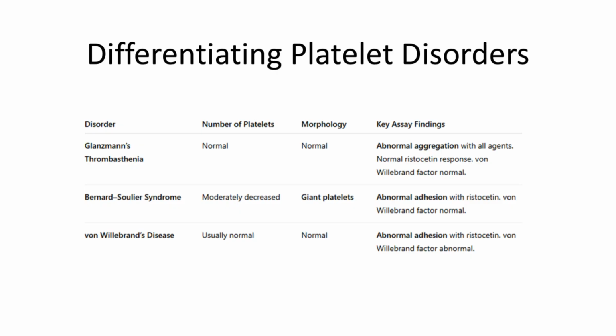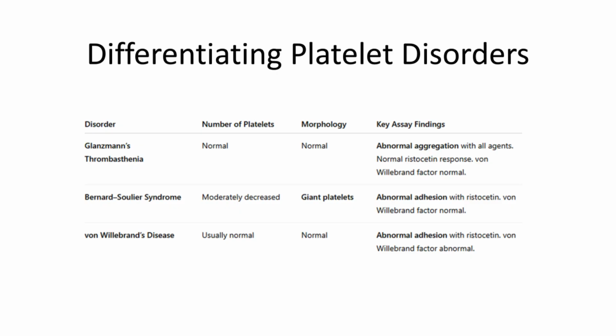Next, Bernard-Soulier syndrome. Here, the platelet count is moderately decreased, and the platelets are characteristically giant in size. The key defect is in adhesion. Ristocetin-induced aggregation is abnormal, but von Willebrand factor is normal. This reflects the absence or dysfunction of glycoprotein IB, which is necessary for von Willebrand factor binding.